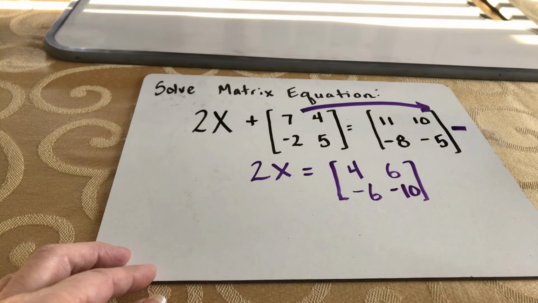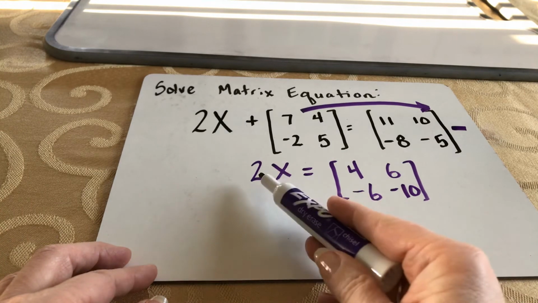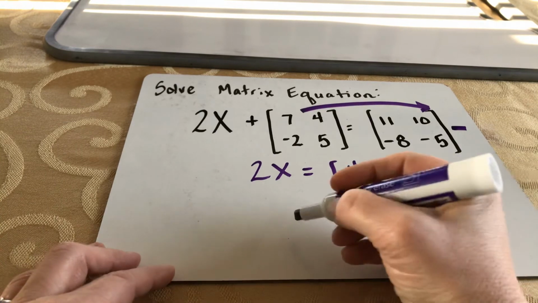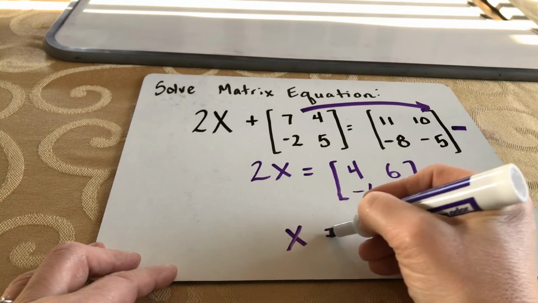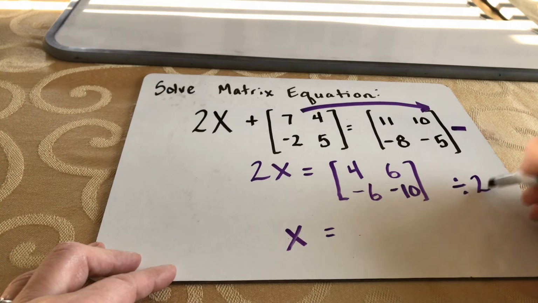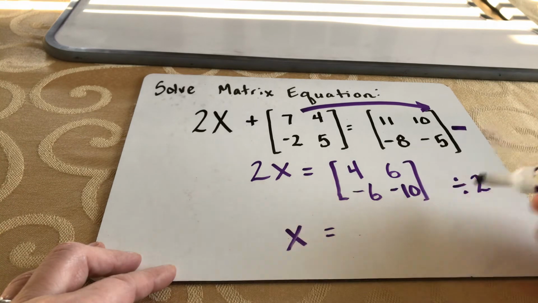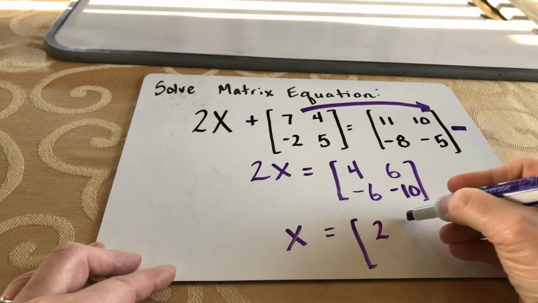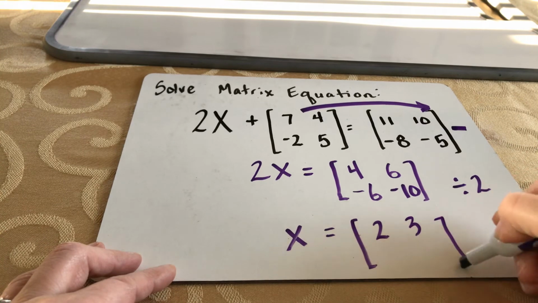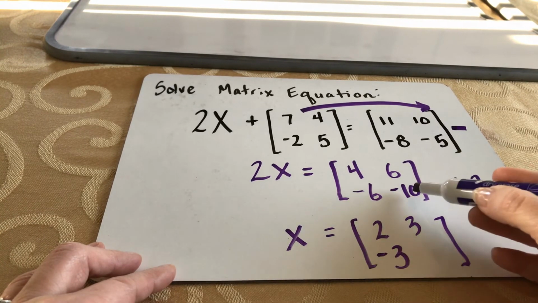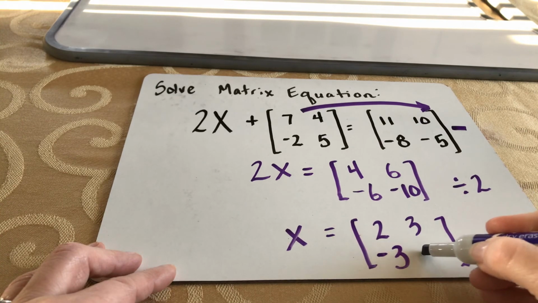Now, if we look right now, we have this 2 in front of our x. This means 2 times x. So to undo that, if I'm trying to get the x by itself, I want to take everything here and divide by 2. That means every element divided by 2. So 4 divided by 2 is 2. 6 divided by 2 is 3. Negative 6 divided by 2, negative 3. Negative 10 divided by 2, negative 5.